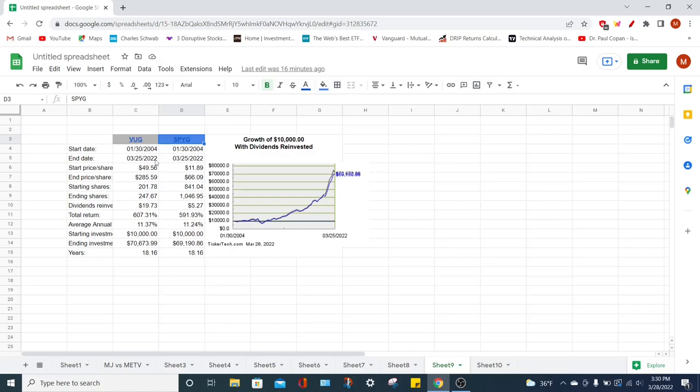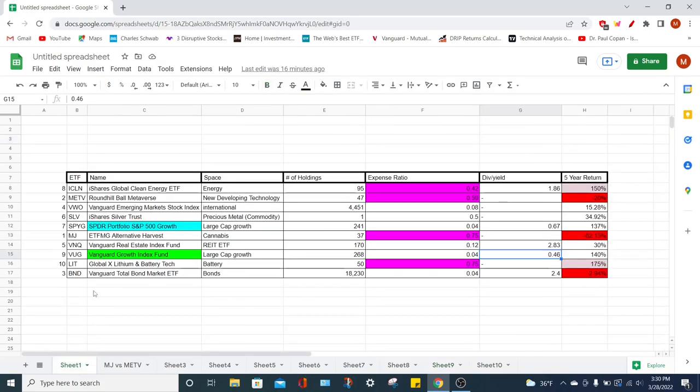So now that we have the new champion, let's see if VUG can dethrone LIT, which is actually the best appreciating ETF on this list according to the last 5 years. In the last 5 years, it has gained investors 175%. So that would mean that you would experience 35% more growth investing into LIT than VUG.